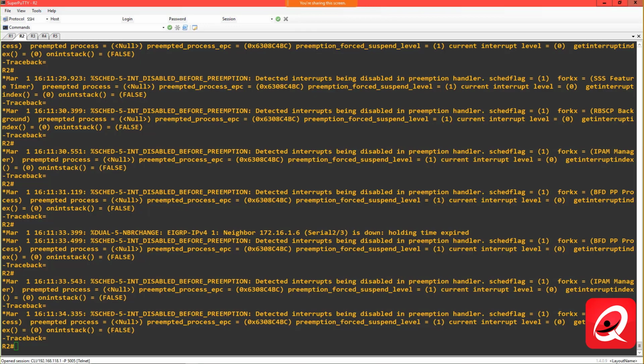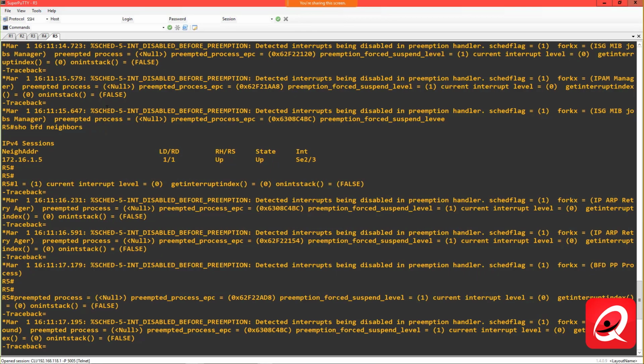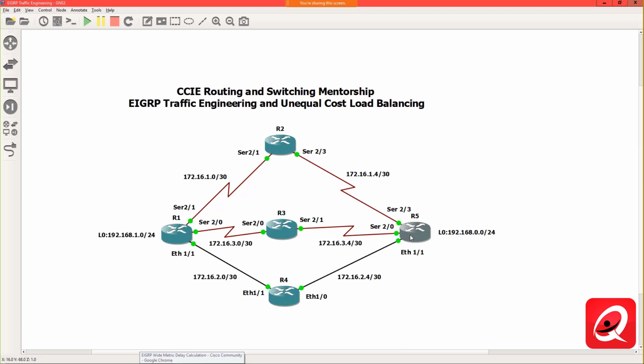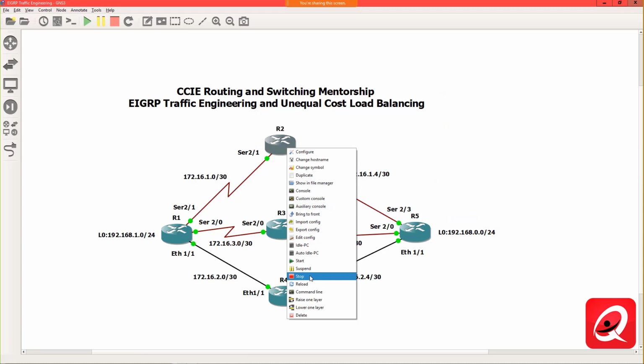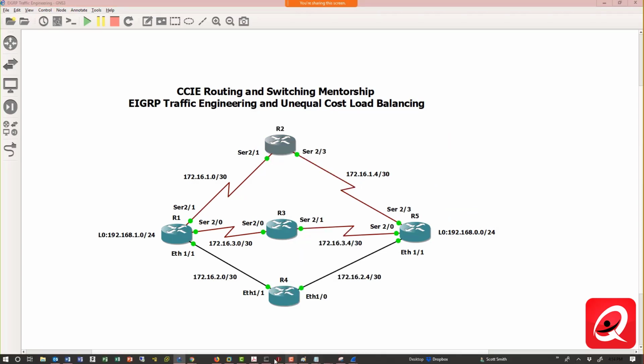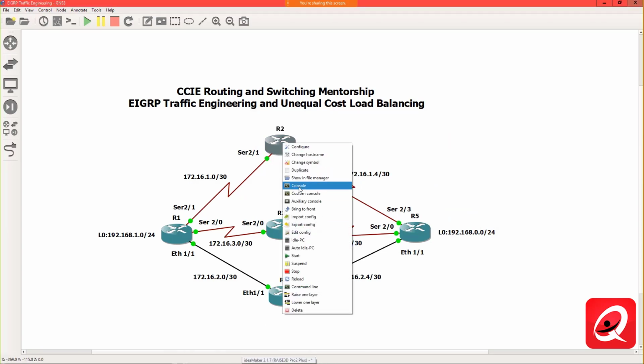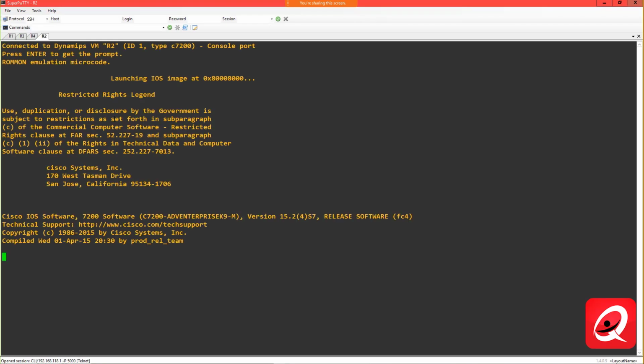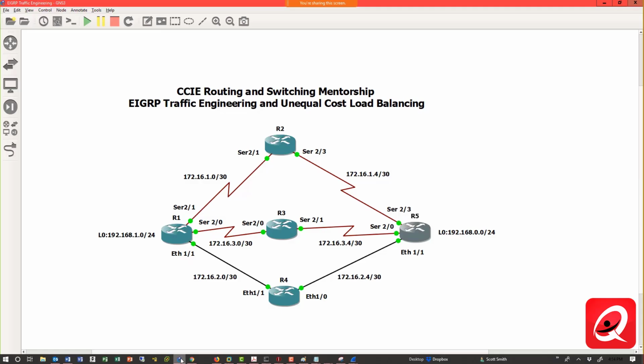Unfortunately, I can't show that because, well, it just crashed. And I don't think I can recover this guy. Okay. Now, one last thing I wanted to mention, let me restart these routers here so that we can get back to what we were discussing before. Console to this guy, console to this guy. They should recover.